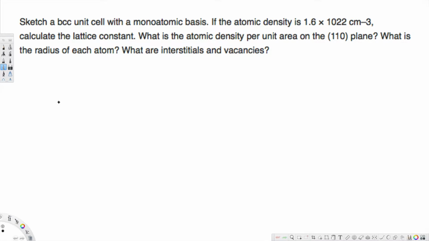Let's look at this problem right here. This question is asking: sketch a body-centered cubic structure unit cell with a monoatomic basis. If the atomic density is 1.6 times 10 to the power of 22 centimeter minus 3, calculate the lattice constant. What is the atomic density per unit area on the 110 plane? What is the radius of each atom? What are the interstitials and vacancies? Okay, let's see all of them.